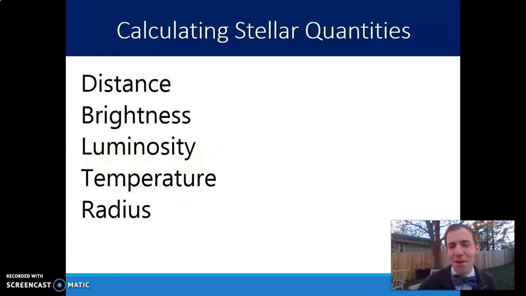Now today, these are the five main properties that we're going to be coming back to over and over again. Distance, brightness, luminosity, temperature, and radius. And I expect from given information about a star, you should be able to calculate or discover all five of these things. Now the reality is, measurements that we can take here on Earth really only get us to these first two, distance and brightness.